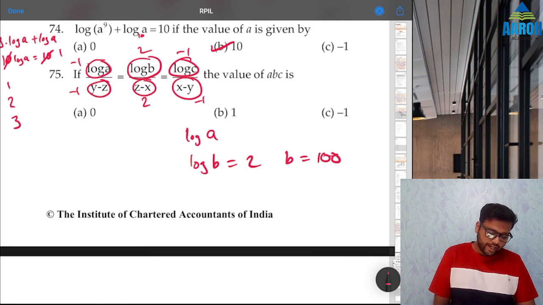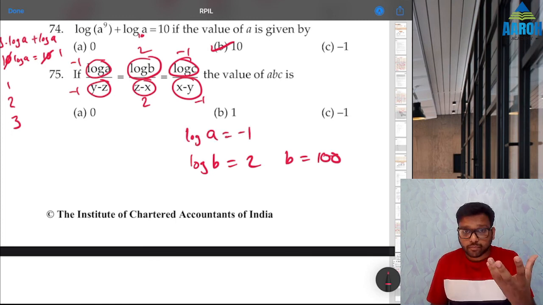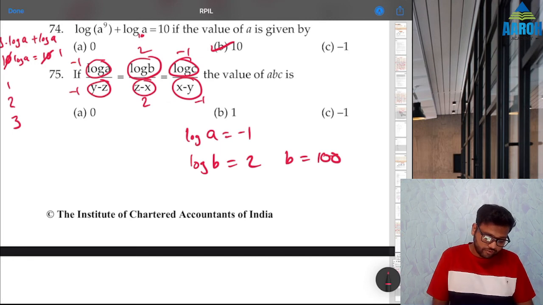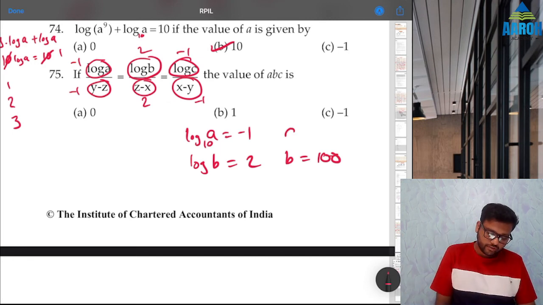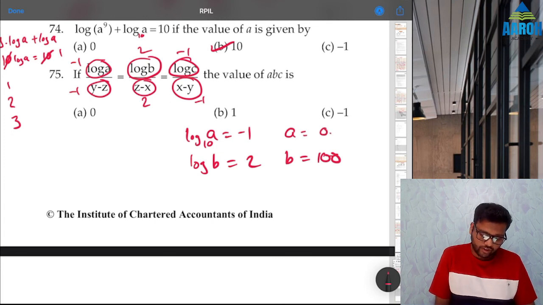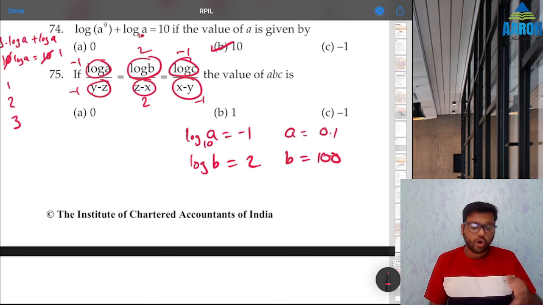Similarly, we want log a to be minus 1. Log of what is minus 1? Or if you want, rearrange it. 10 raised to minus 1 is equal to a. 10 raised to minus 1 is what? 1 by 10. 1 by 10 is 0.1. That's it. Similarly, log c is also minus 1.